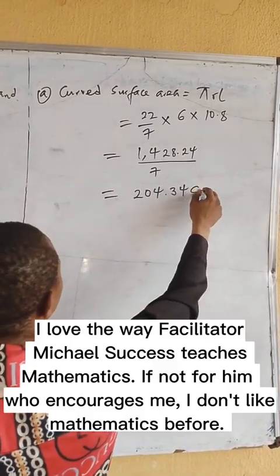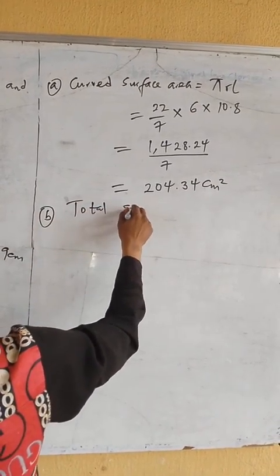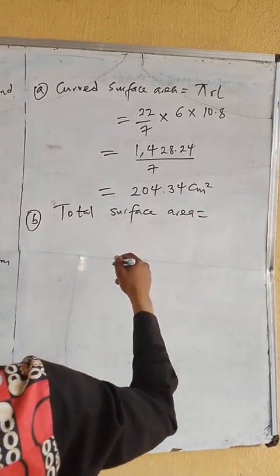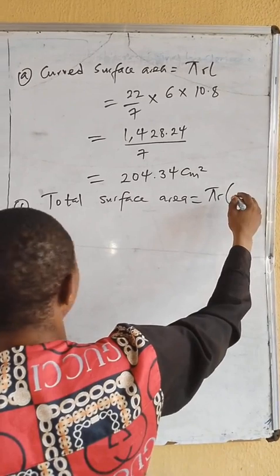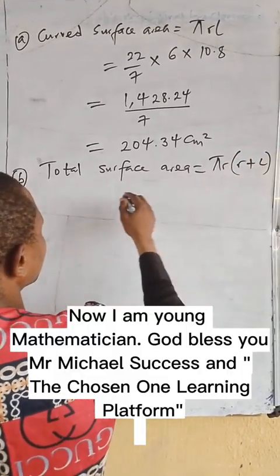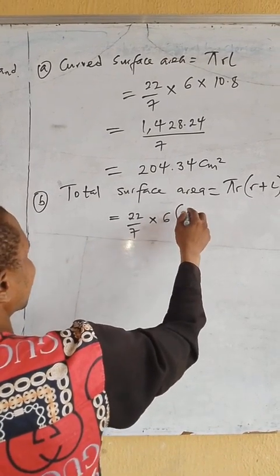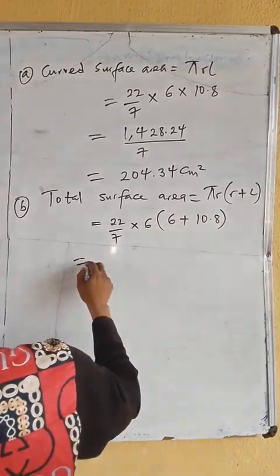So let's solve B, which is total surface area. Total surface area is pi r in bracket of r plus l. Now don't forget our pi is 22/7 times 6 in bracket of 6 plus 10.8 centimeter.